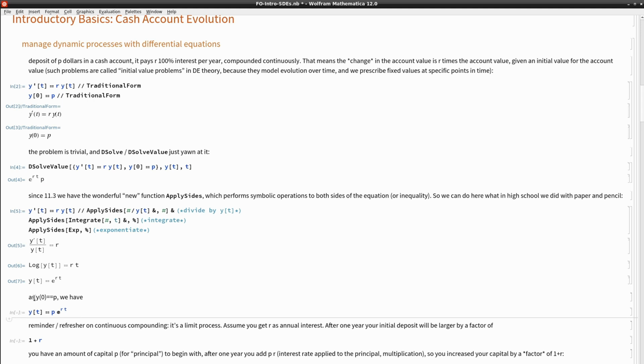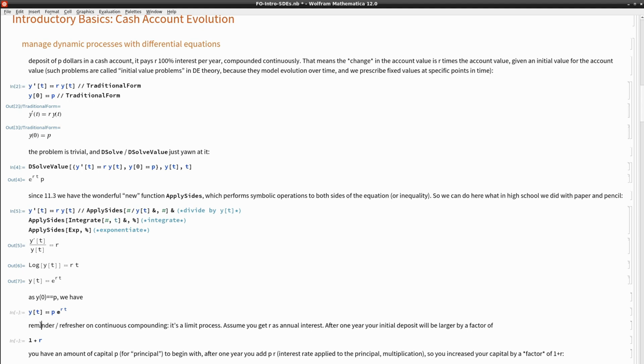Okay, so as y of 0 is P, we also have y of t now equals the principal times e to the power of rt, because e raised to the power of 0 is 1. So we can simply put P in front of it with a multiplication.